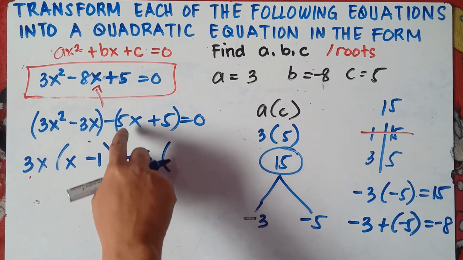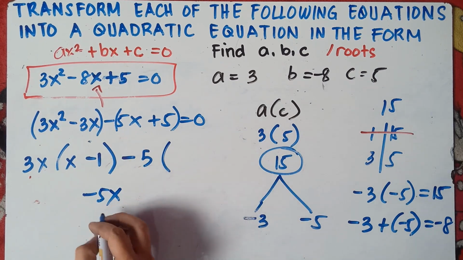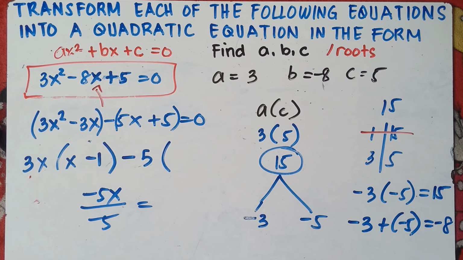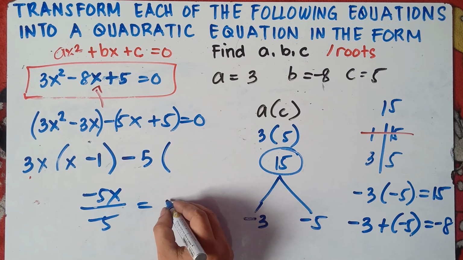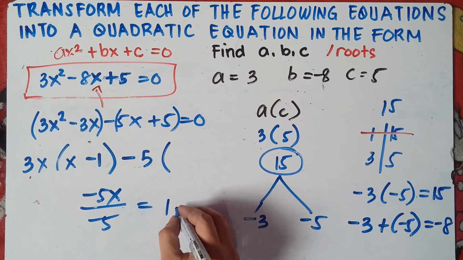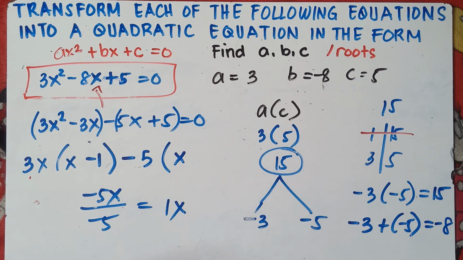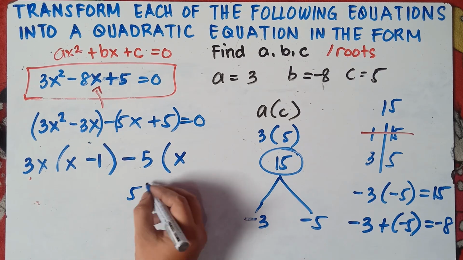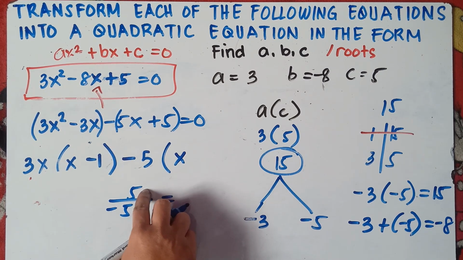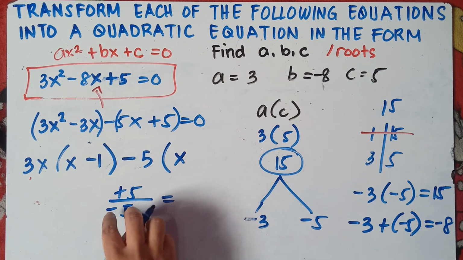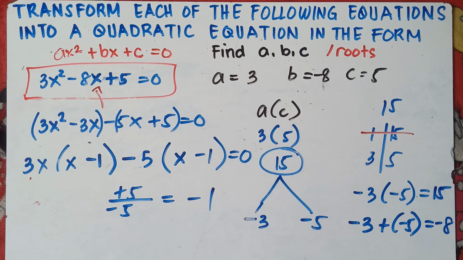Then you put parentheses, then you divide. Negative 5x divided by negative 5. So negative 5 divided by negative 5, that's positive 1. X divided by none, simply copy x. So x. Alright, and then positive 5 divided by negative 5. So 5 divided by 5. Positive divided by negative is negative. 5 divided by 5 is 1. So minus 1 equals 0.